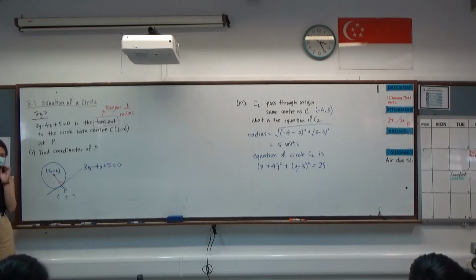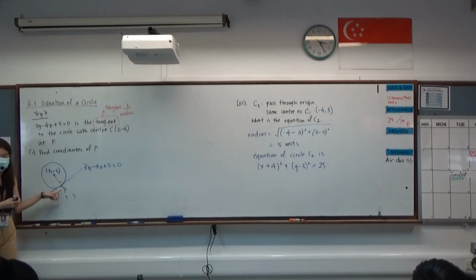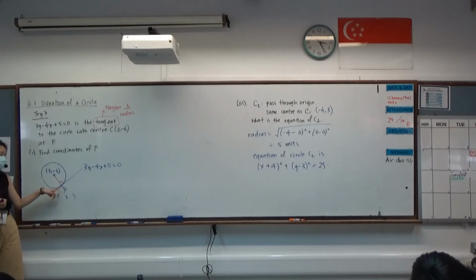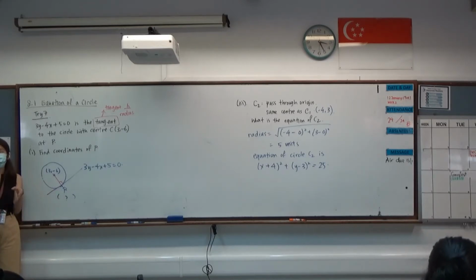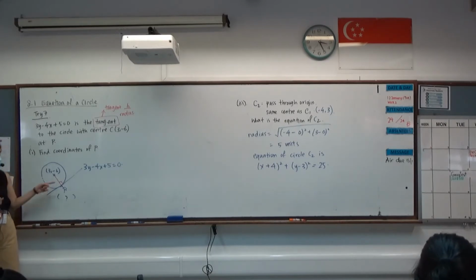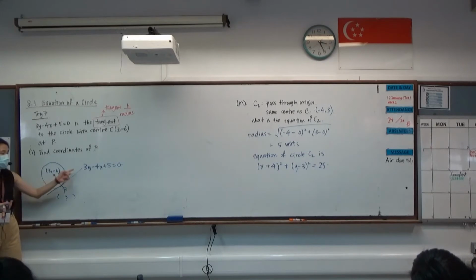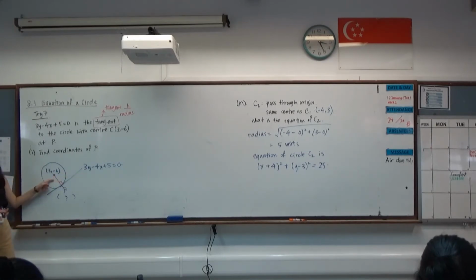Point P, right? They intersect here. Because they intersect here, if we want to find the intersection of two lines, we can solve simultaneously. But before we can solve it simultaneously, we need more information, which is the equation of this line. I have the equation of this line, but I don't have the equation of this line. Not having the equation will not allow me to solve simultaneously.